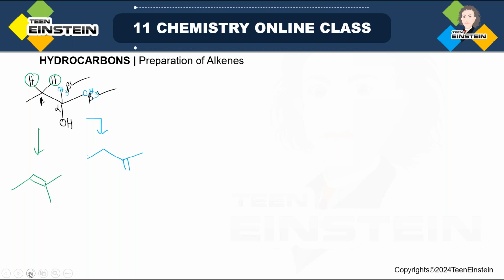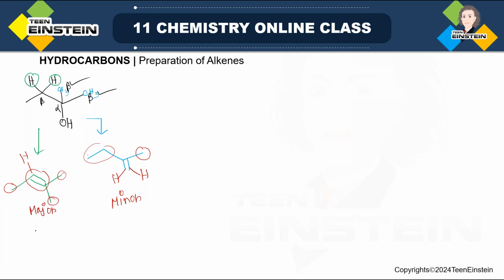Now which one will be major? How to decide that? Obviously this will be major, because in this case if you consider the C=C double bond part, you have a methyl group, methyl group, methyl group and one hydrogen here. That means a total of 3 alkyl substituents are there. But in the second case, that is the minor product, there are 2 hydrogens on one side of the C=C double bond. On the other side you have 2 alkyl groups. So this is more substituted, and that is why this will be the major product.